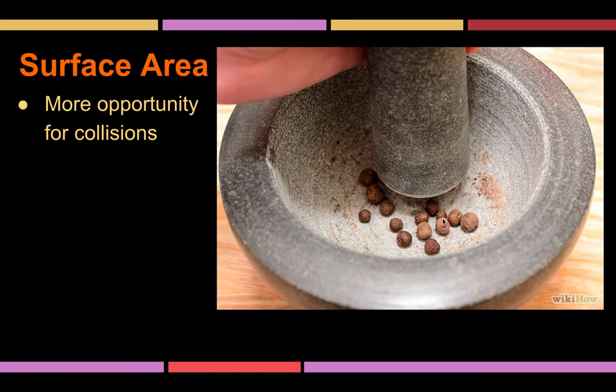So if I leave this peppercorn like this, I only can react with the outside of it. If I smash it into little dust particles, I can react with every little dust particle, and there's more chances to get that sufficient energy and correct orientation for my reaction.